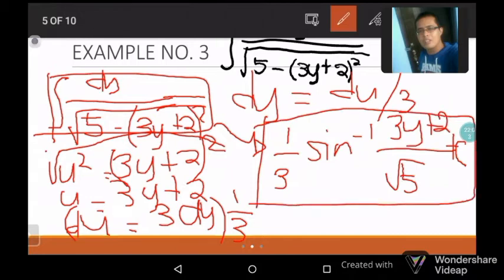Okay, so sa calculus pwede naman natin hindi na i-rationalize, no? So hindi naman siya tulad ng algebra, na hindi allowed ang radicals sa denominator. So there's always exemption, no? May mga exemption to the rule. Okay, so questions. Example number 3.